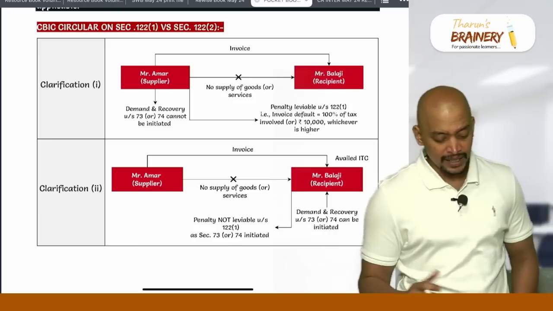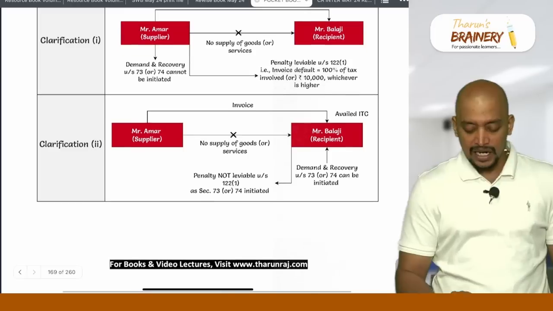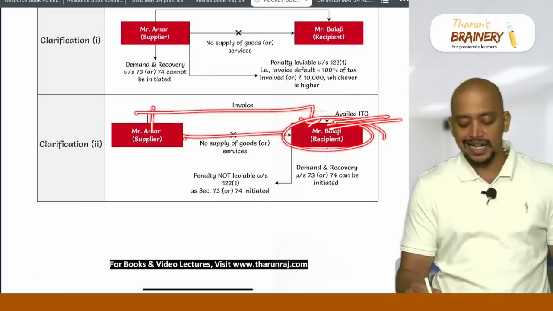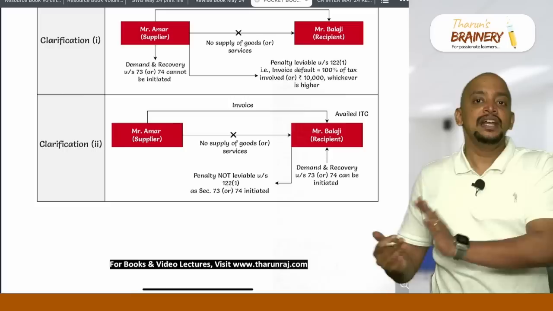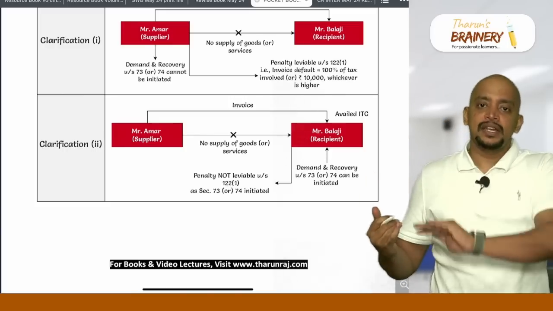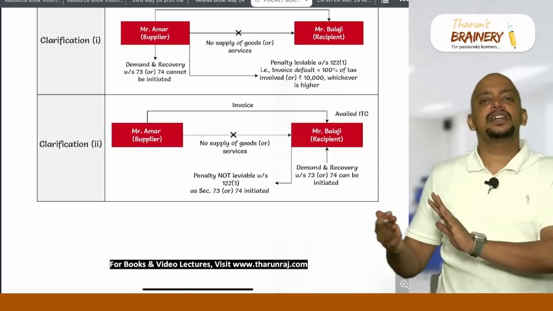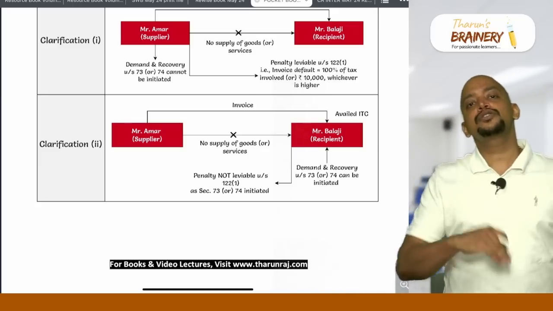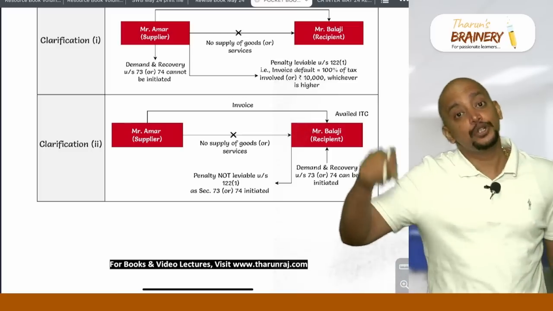Okay. Then clarification 2. Now what about Mr. Balaji? Based on the invoice which is given by Amar, there is no supply of goods. Balaji availed the ITC and he set off with his liability. Because he set off with his liability, his liability has come down. Suppose if this fake ITC is not taken, his liability he would have paid. For example, 10 lakhs is a liability and the fake ITC is 2 lakhs. So instead of paying 10 lakhs, he will pay 8 lakhs. So then 2 lakhs is a short payment of tax. Now he needs to pay the 2 lakhs.